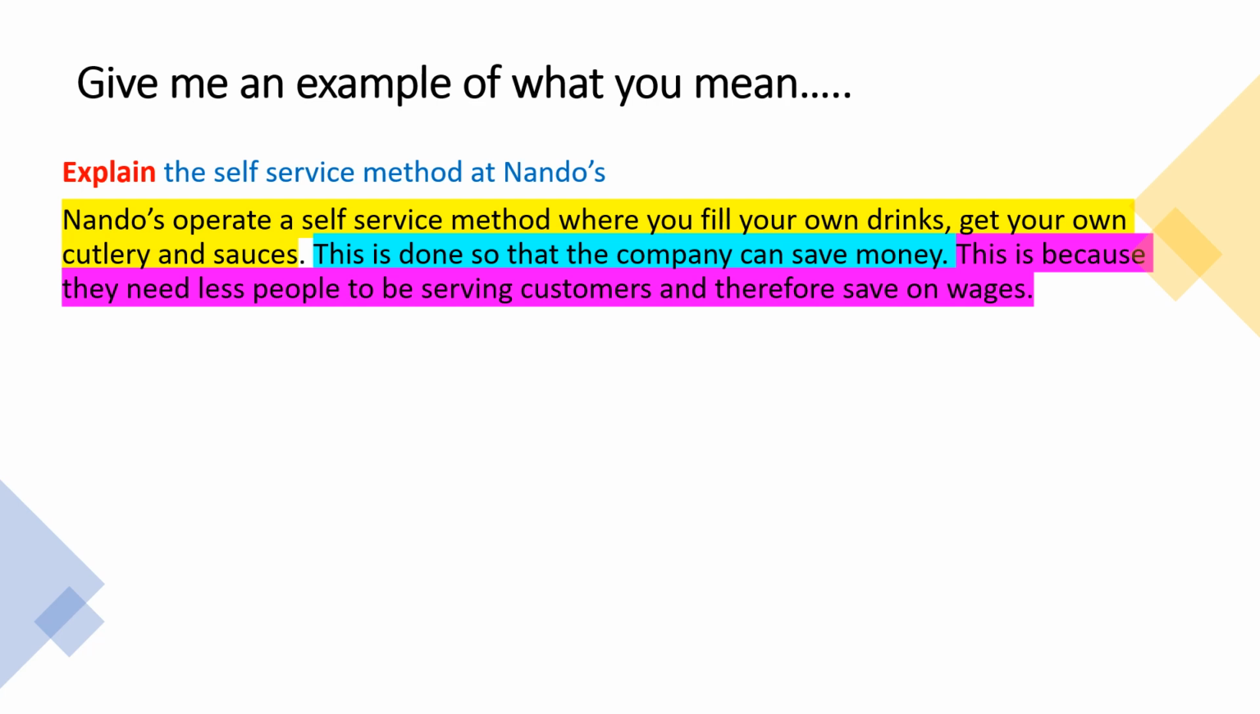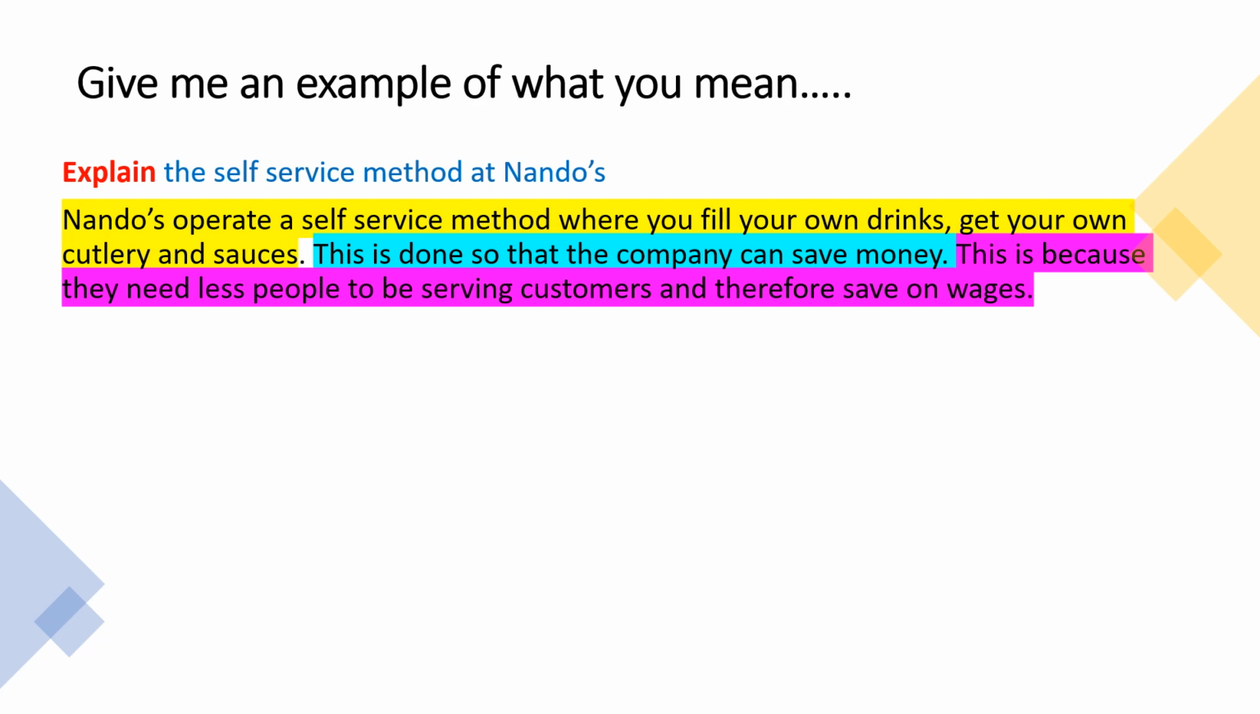As you'll see when this comes up further down, the yellow is colour coded for the point. The blue is colour coded for the impact, and the purple is colour coded for the example.